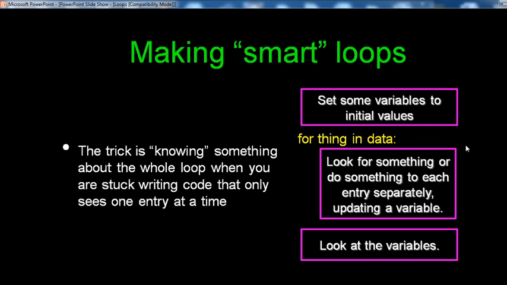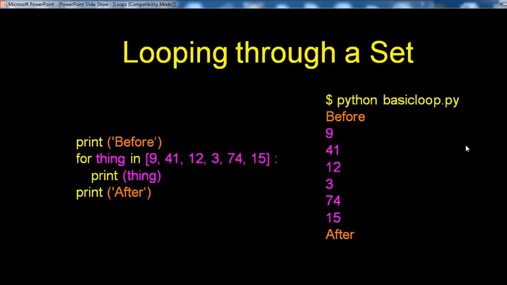Three blocks of statements. First statement, set some variable to an initial value, as in for I in range or while a equal to 5, that is setting a value. For each thing in the data, those are the data you want to work on. Think about that data, look up something or do something to each entry separately, updating variables, then look at the variables. See, looping through a set. What actually is looping through a set?